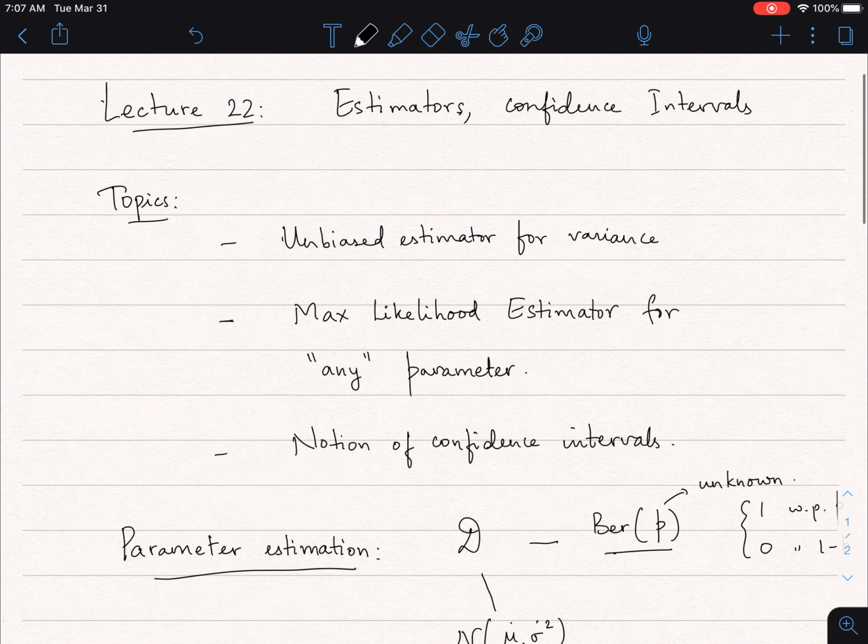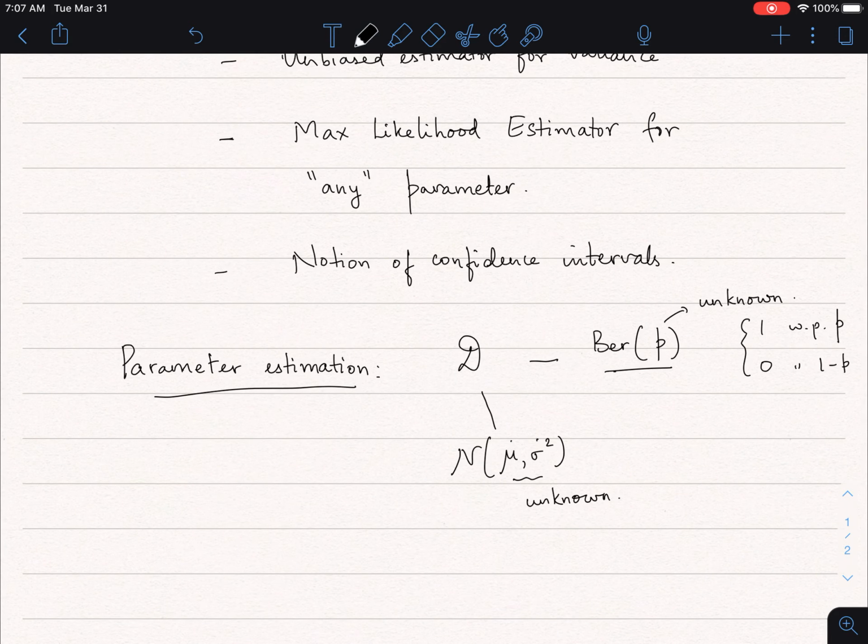Okay, so today's lecture will focus again on estimators, and we'll introduce this notion of confidence intervals. If you recall, we've been looking at this question of parameter estimation, and this is one of the basic problems of statistics. The idea here is that we have this distribution D, which we know a form for, and we would like to estimate its parameters. In this sense, D is unknown.